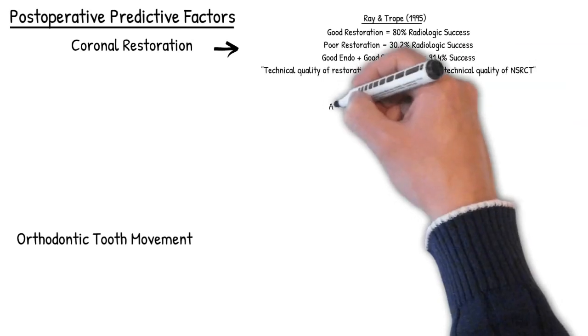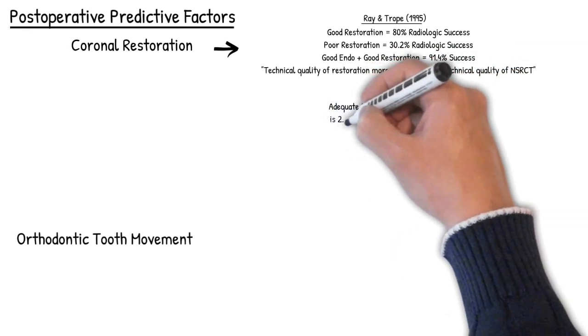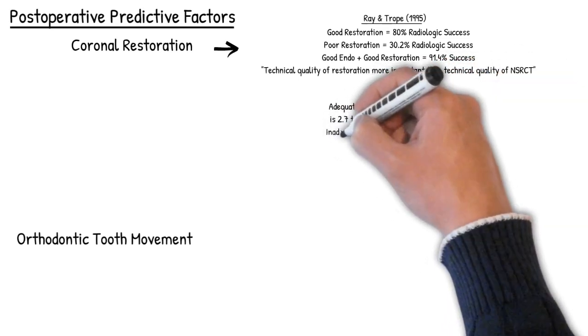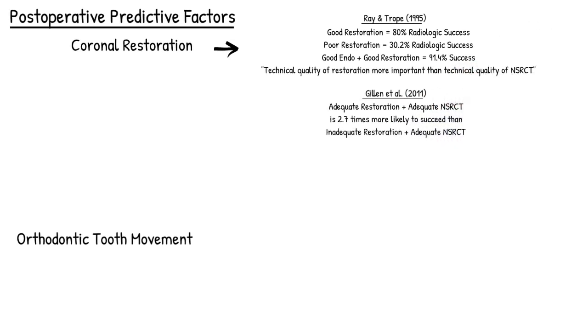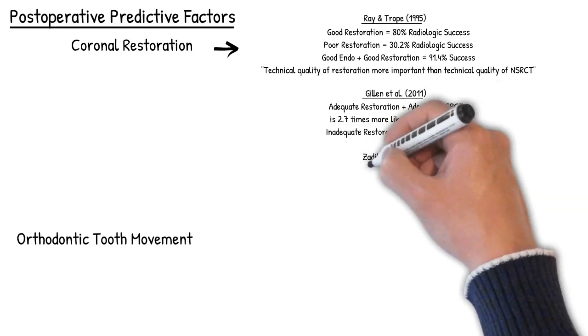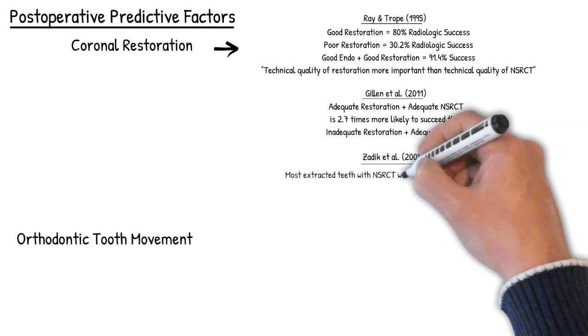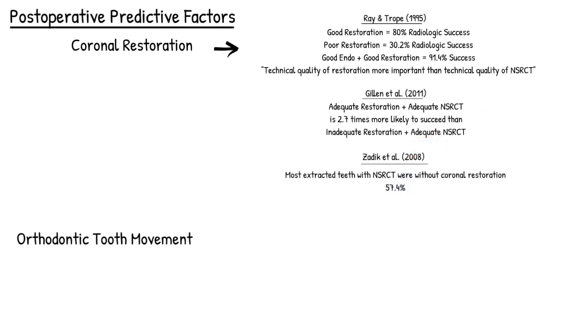Gillen and colleagues in 2011 could not find a factor that was more important than the other. However, they did find that adequate restoration plus adequate non-surgical root canal treatment was 2.7 times more likely to succeed than inadequate restoration and adequate root canal treatment. When looking at factors related to the extraction of previously treated teeth, Zadig and colleagues in 2008 found that most extracted teeth with non-surgical root canal treatment were without coronal restoration. In fact, 57.4% of them were.